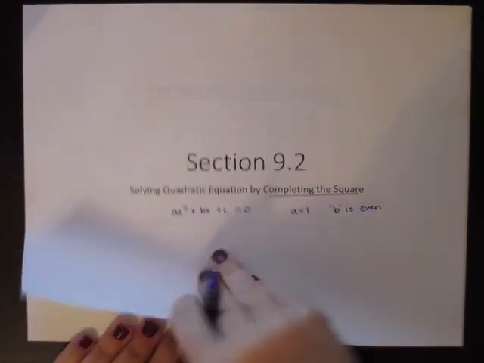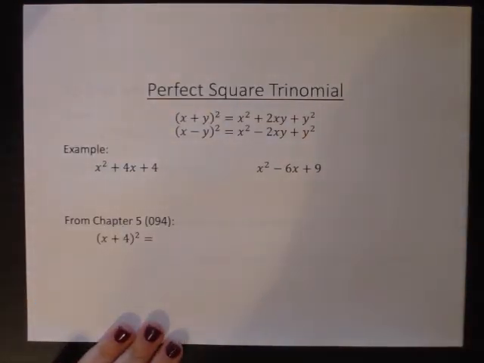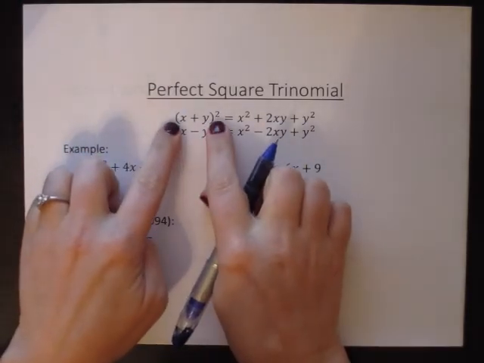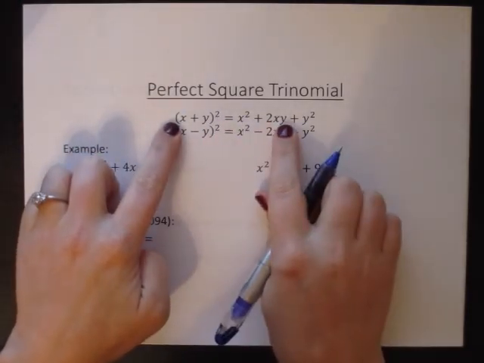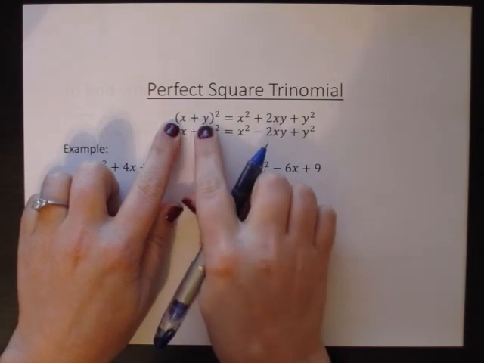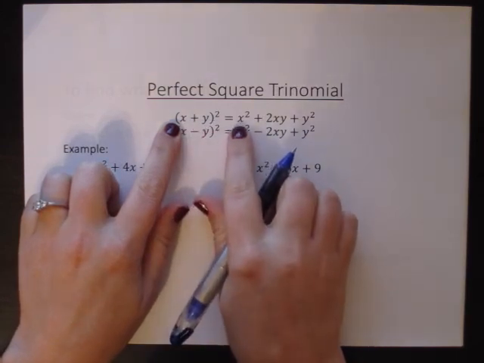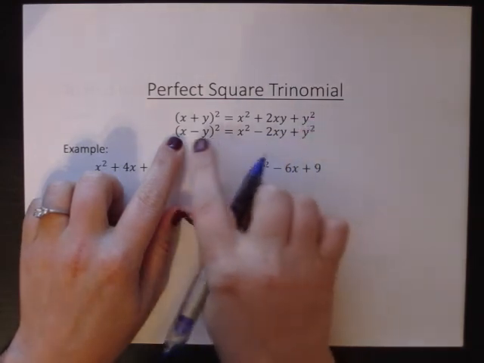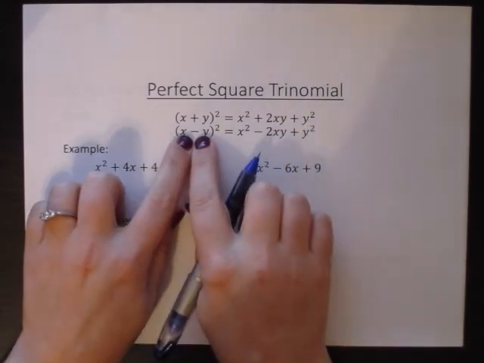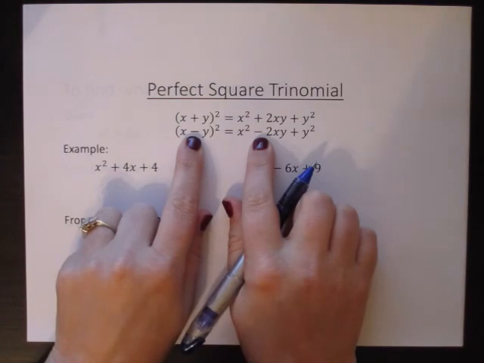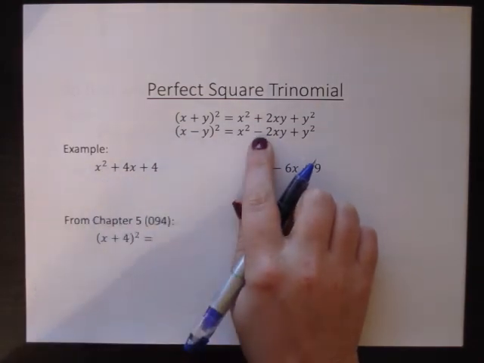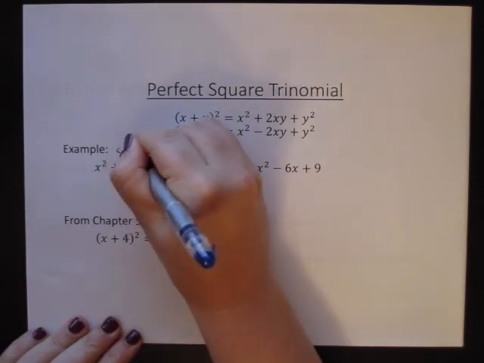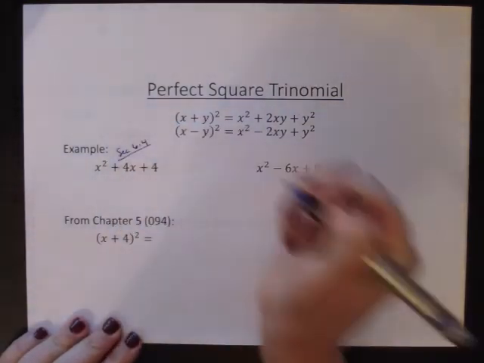So let's get started. We're going to start with a little bit of a review. Whenever you have a perfect square trinomial, that means you have a binomial squared that turns into a trinomial. So if you have x plus y, parentheses squared, it equals x squared plus 2xy plus y squared. Now, the only difference here is if it's subtraction, then after your first term, it's going to be subtraction as well. So this is section 6.4. This is what we've been doing.